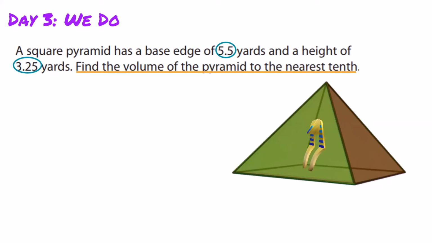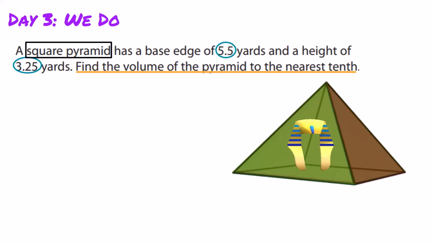Finally, we will box in keywords: square pyramid, base. By them telling us that we have a square pyramid and it has a base of 5.5, it's telling us that we'll use the square formula to find our area of base. Next, I would box in height. Height represents 3.25 yards. And we will be looking for the volume of the pyramid.